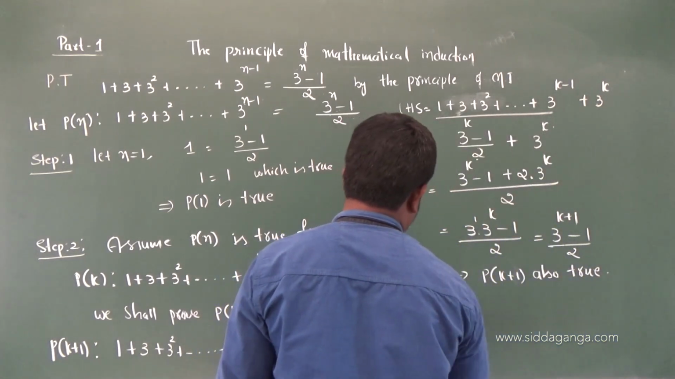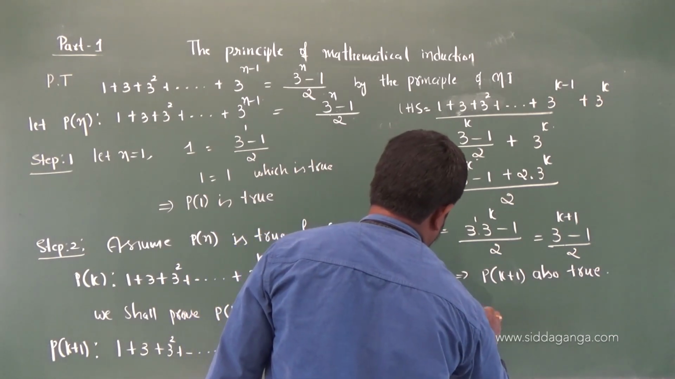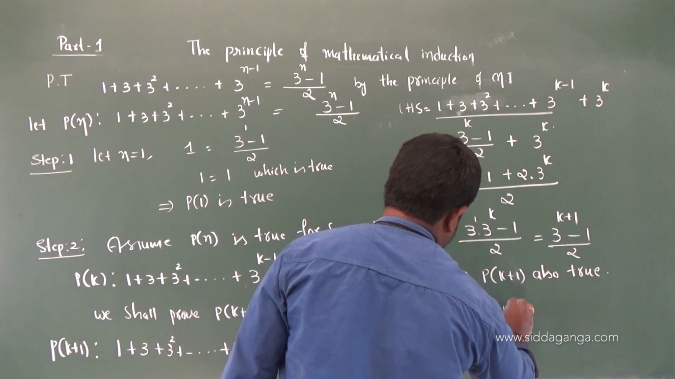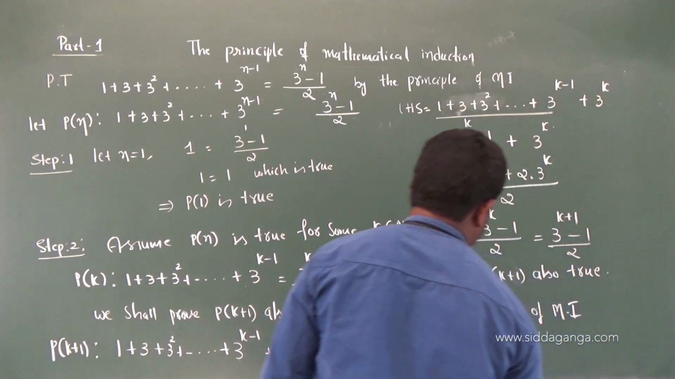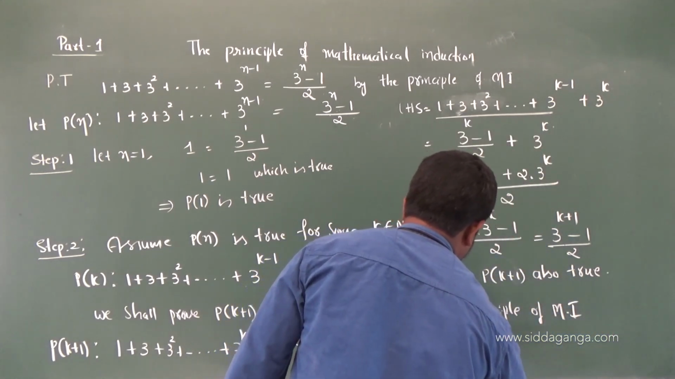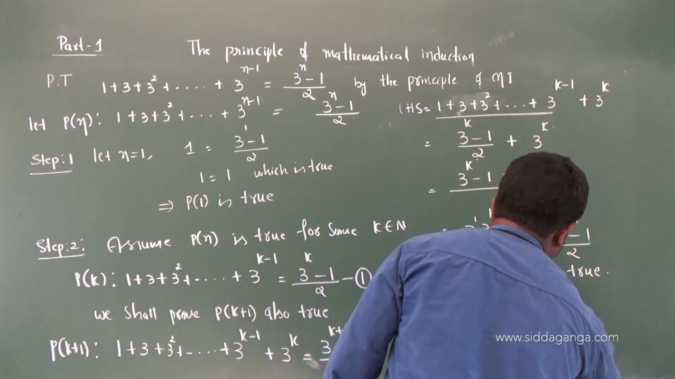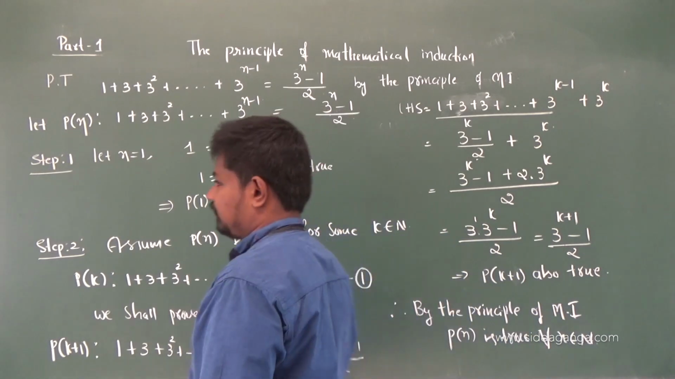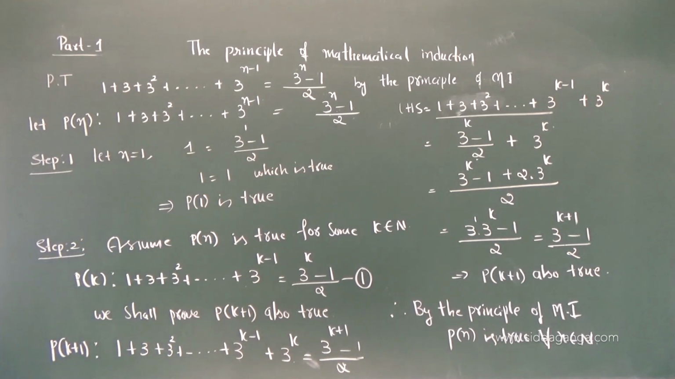Yes, at last conclusion is what? Hence, therefore, by the principle of mathematical induction, P of n is true for all natural numbers. This is important. Okay, this is how proving a given statement which is true for all natural numbers. Simple, no?